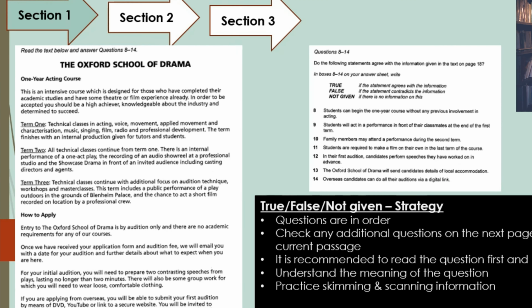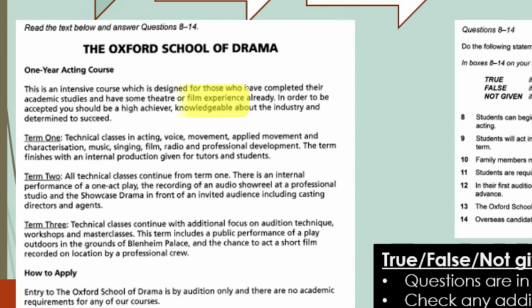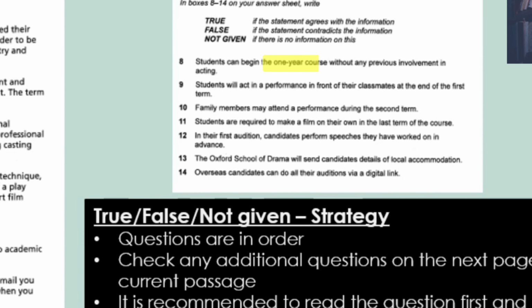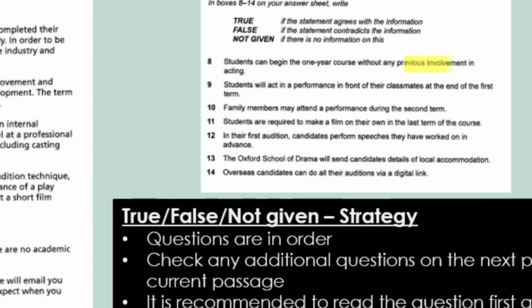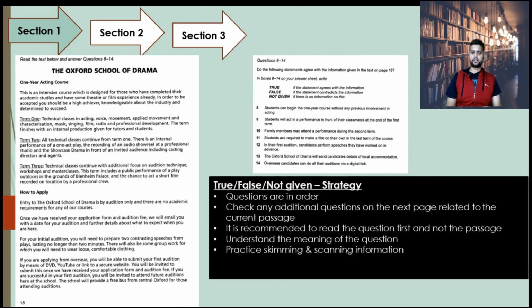When you're reading, you just have to skim. If you are going through, this is an intensive course which is designed for those who have completed their academic studies, have some theater or film experience already. Like over here, your important keywords are course, 1-year course, and previous involvement in acting. Just understand the synonym for this. Previous involvement, the synonym for this will be somewhere related to experience.